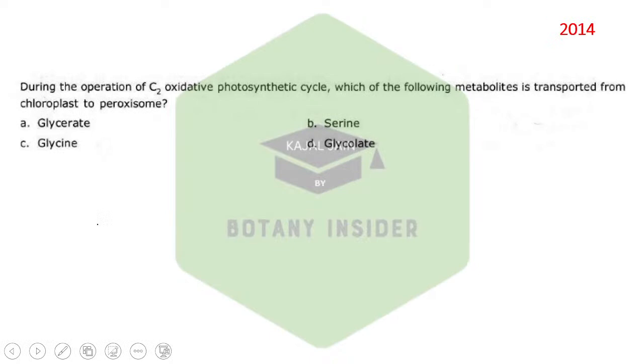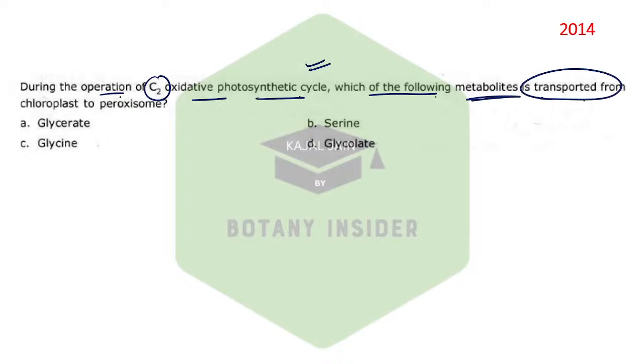One more question. Give it a try. During the operation of the C2 oxidative photosynthetic cycle, which of the following metabolites is transported from the chloroplast to the peroxisome? I've just explained that to you. We have just revised that particular fact. Remember about this? Try to recall and get the answer.